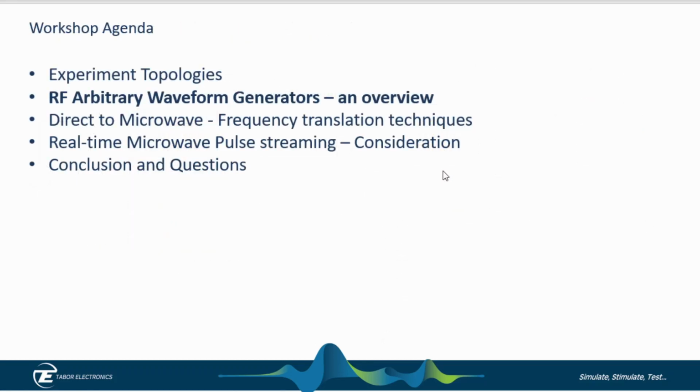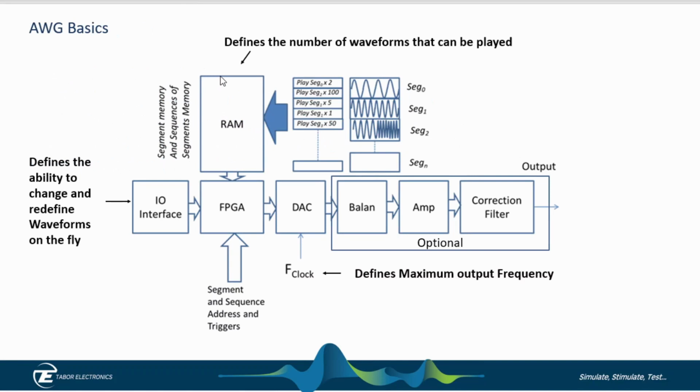Now we've looked at experiment topologies and understand where the instrumentation fits in the overall experiment and what some of the tasks are that the instrumentation is going to do. Let's move on to a basic understanding of an arbitrary waveform generator. Let's take a look at a generic arbitrary waveform generator. When I look at an arbitrary waveform generator, I always think it's made of 4 key elements.